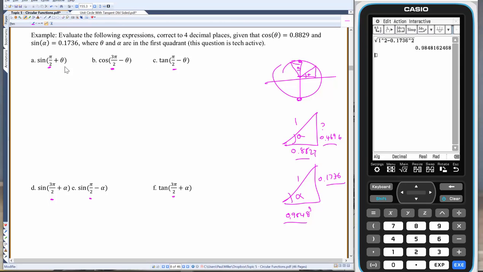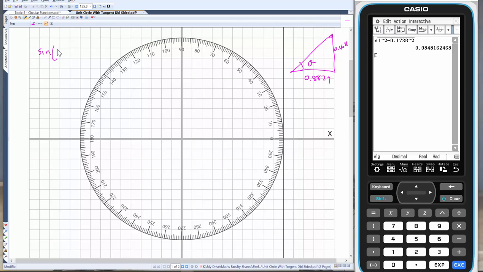And to do them, what I'm going to try and do is really emphasize the symmetry by actually going over to a unit circle diagram to show you this. So the first one is sine of pi on 2 plus theta. So I drew this prior to starting this particular question so that I could speed things up. So I'm just going to try and draw that as much as I can to scale. So that's 0.88 roughly there. The right angle is going to go up and across, and that would be theta. So 0.8829, and that one there is 0.4696, I think it is.